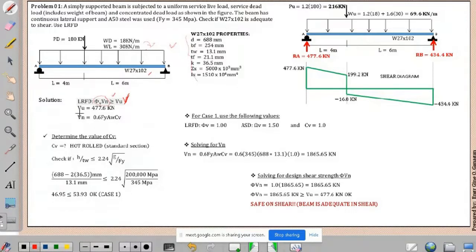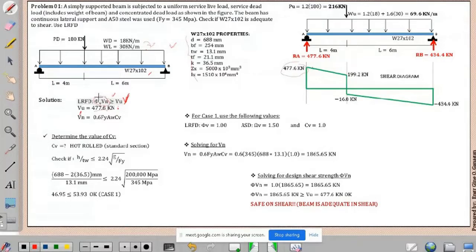Okay? So our ultimate shear, we can solve that. This is how I obtained the shear diagram. You know how to get the shear, right? I hope you still remember how to solve for the shear. So in my shear diagram, my highest shear is 477.6. This is my maximum, this is my ultimate shear. So this is the actual ultimate shear, which is 477.6 kilonewtons. So our VU should be less than our design shear strength, which is phi times VN.